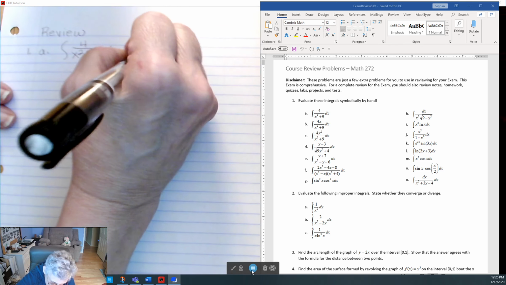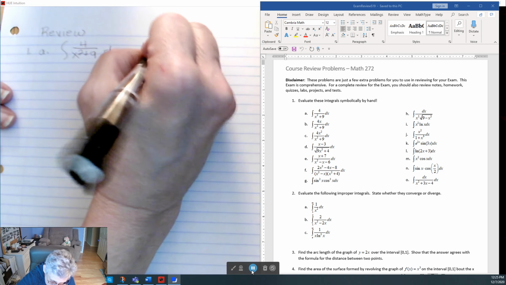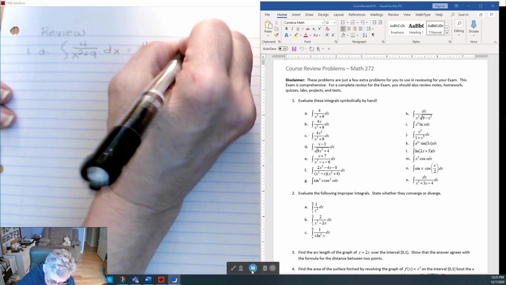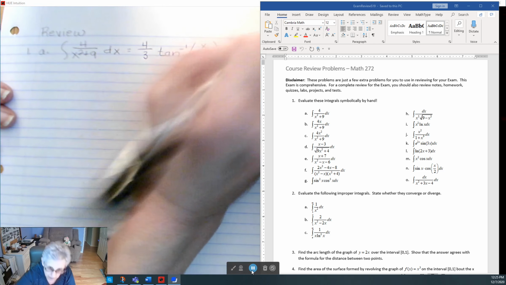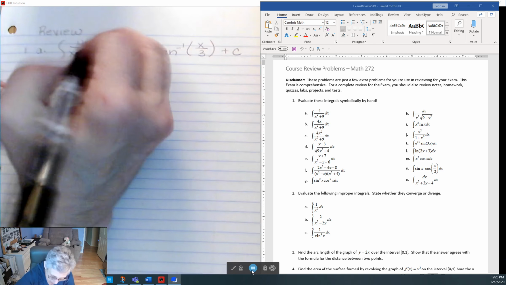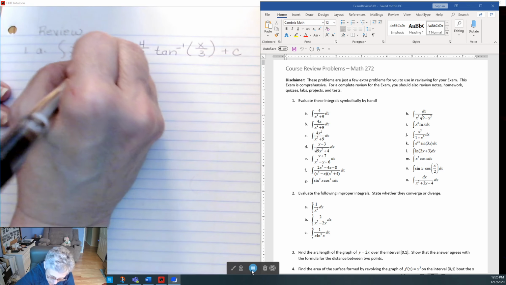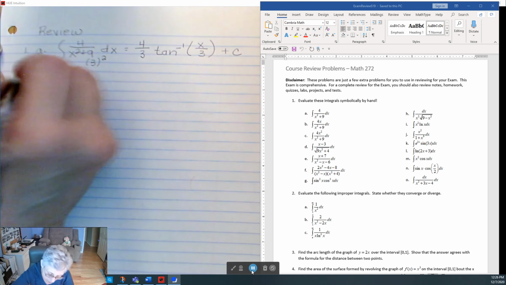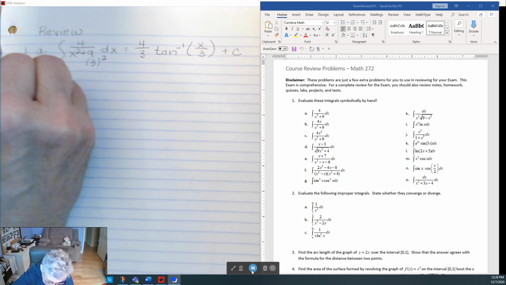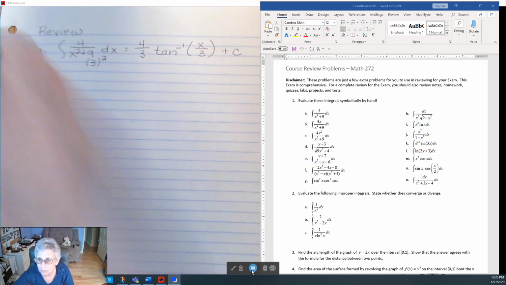the answer is 4 over 3 times the inverse tangent of x over 3 plus a constant, because 9, of course, is 3 squared. But if you needed to rewrite it and do it with u sub, you certainly could. And you'd get the same thing.